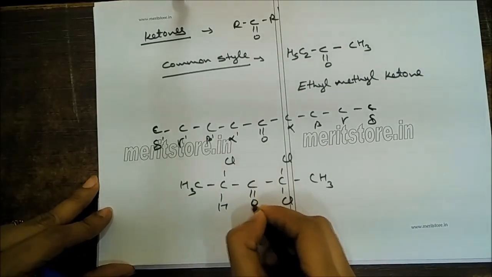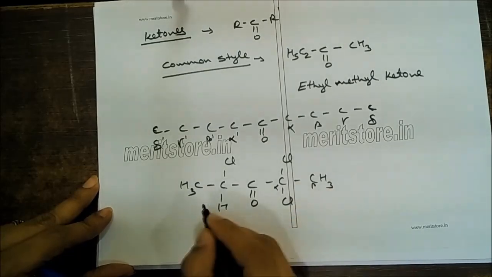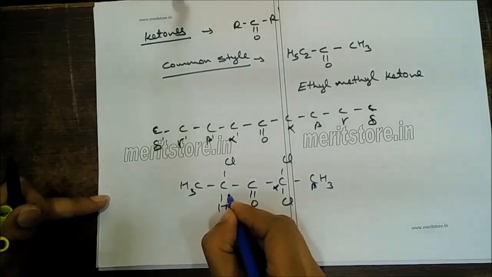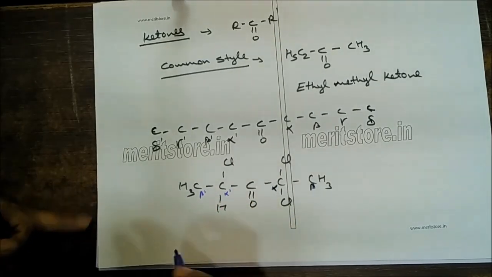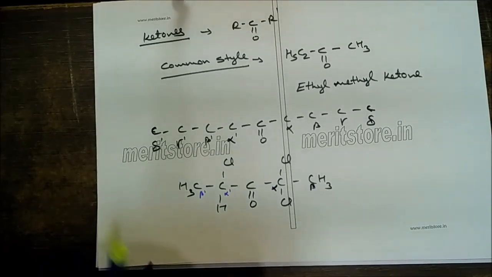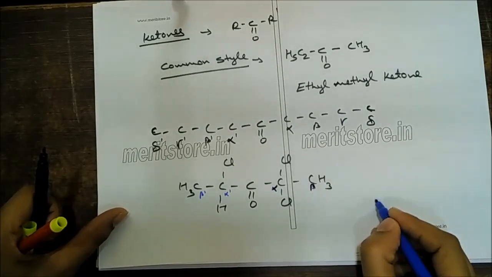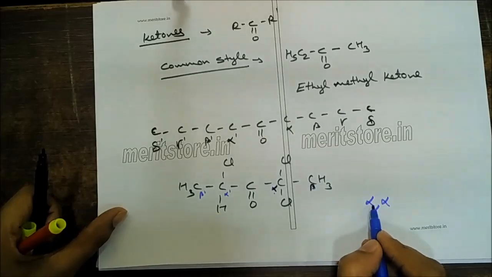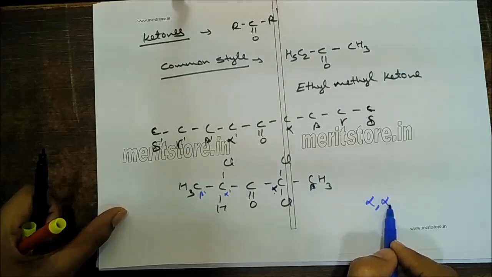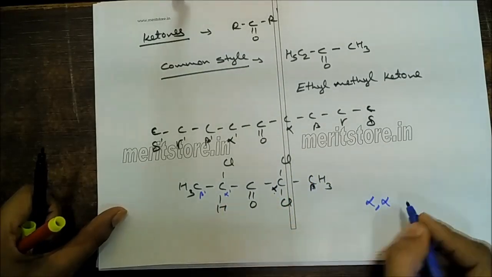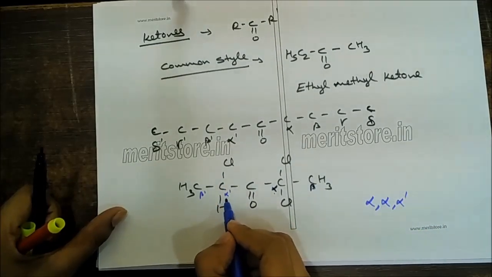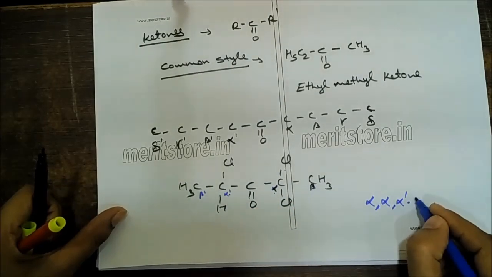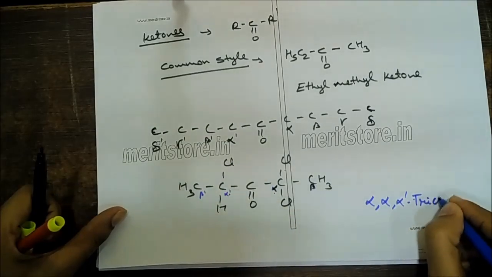Now we'll name it. This is our keto group, this will get alpha, beta, and the other side will get alpha dash and beta dash. So its name will be: because two chloro groups are present on this alpha carbon, one alpha for one chloro group and another alpha for the other chloro group, then alpha dash for the third chloro group, which is present on the alpha dash position. So its name will be alpha, alpha, alpha dash trichloro, tri for three chloro groups.